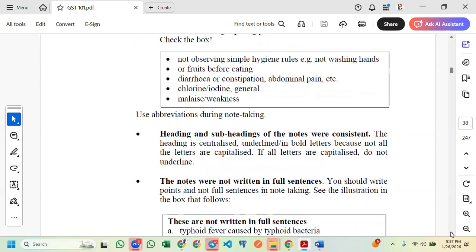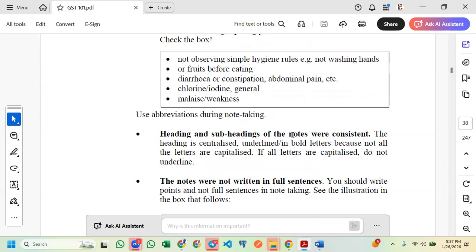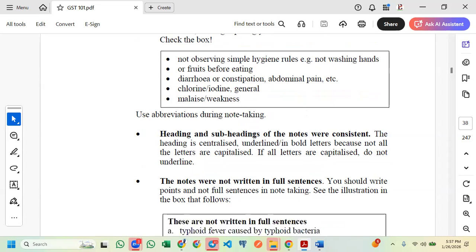Irrelevancies removed, abbreviations used, headings and subheadings of the note were consistent. The heading is central. What do you mean by consistent? It means if I'm attending a lecture now and the speaker has just dished out the topic, the heading, and from the beginning I capitalized everything, that is, I wrote everything in capital letters, when I'm going to write the next subheading, I should not start with small letters. Any one you choose from the beginning, let your note be consistent.